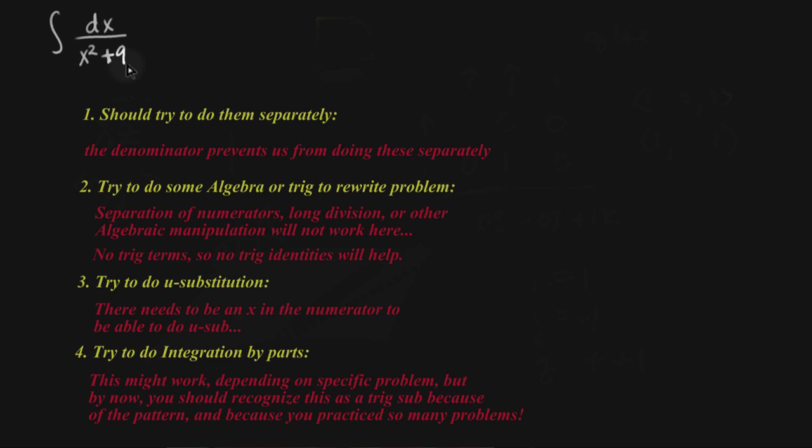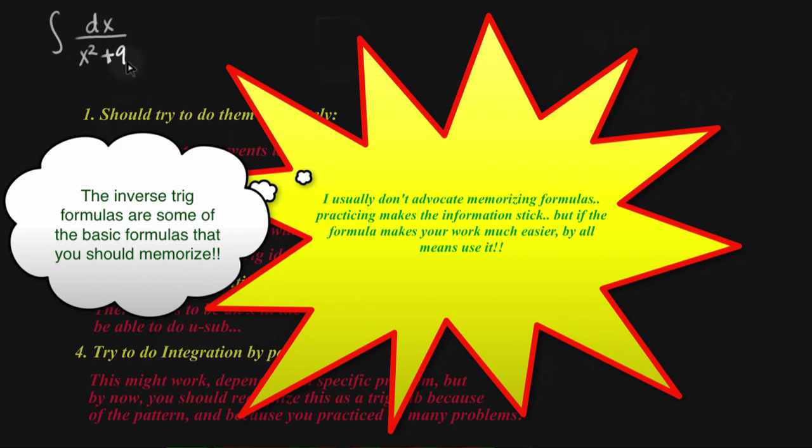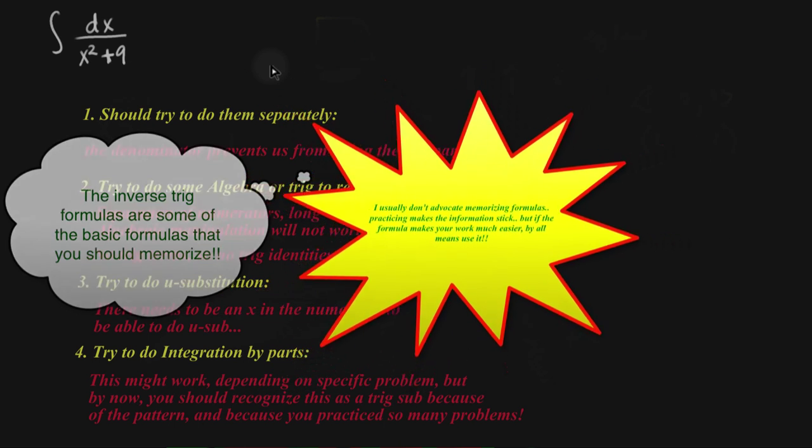Actually, to be honest with you, if you've done enough of these problems and memorized some of the basic inverse trig ones, this immediately should tell you 1 over a arctangent u over a. But in this case, if you don't recognize it, then you have to do trig substitution. And that's what we're going to do here. It's a pretty straightforward problem, so that's why I chose it. I know that you can use the formula for this and get 1/3 arctangent x over 3 plus c immediately without doing any steps. That would be acceptable, okay?